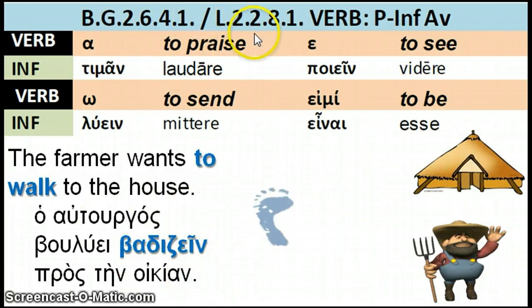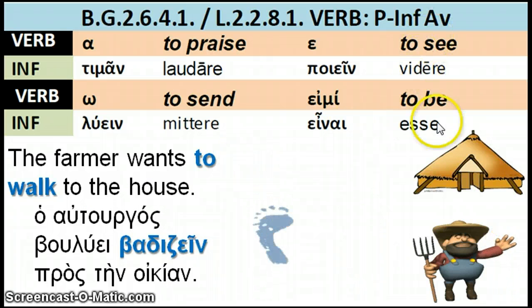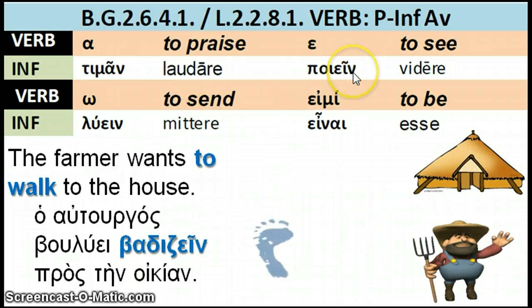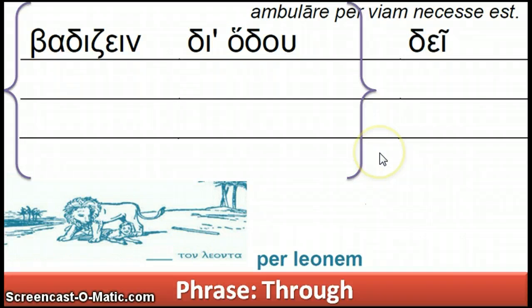Infinitives in Latin are easy, are, ere, ire, except for the to be verb, which is always irregular. Esse. But the infinitives in Greek are easy. Ein, ein, enai. So, piece of cake.